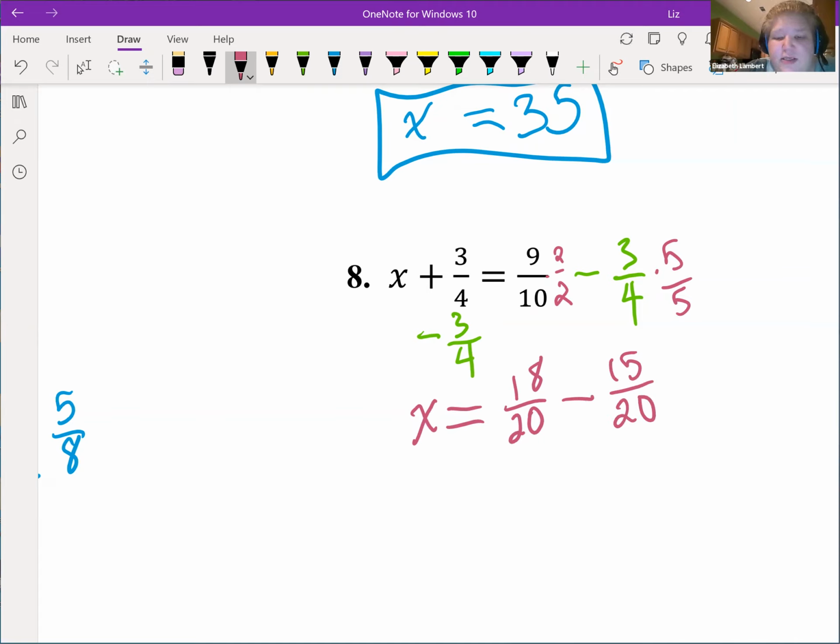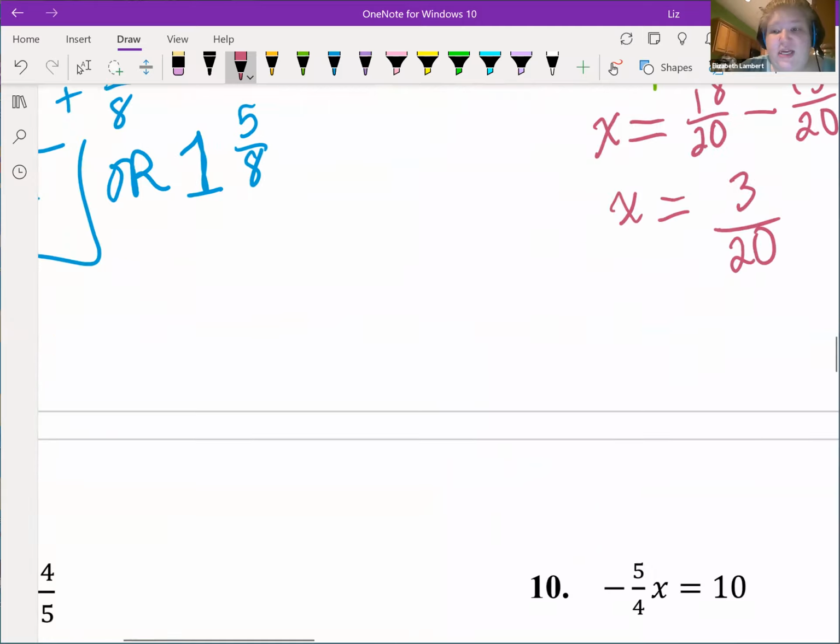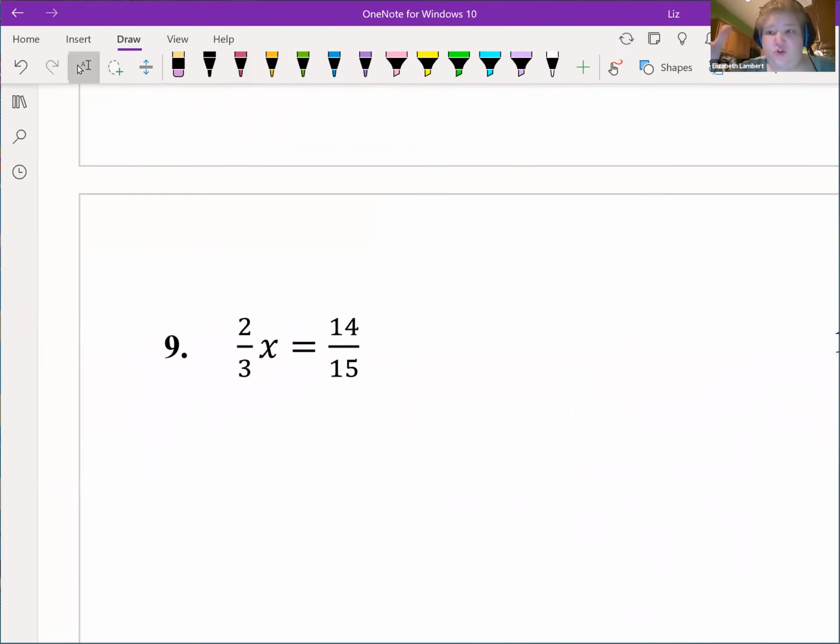So 18 things minus 15 things is 3 things. The things don't change. So this is 3 20ths. That is our solution for x. We could convert that into a decimal, but generally if the problem starts with fractions, you leave it in fractions. It's only on the probability ones where some of the fractions are just ugly and we'd rather see the decimal. Like the decimal has more meaning than a crazy fraction.